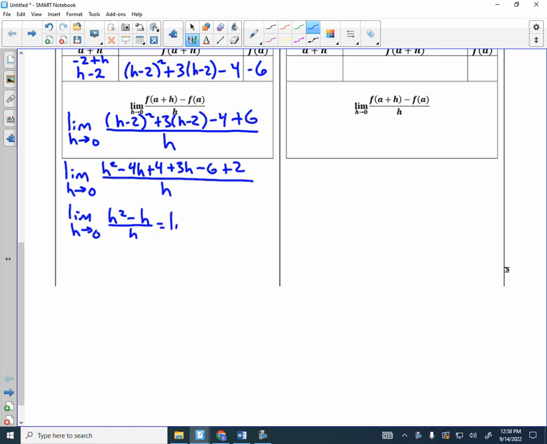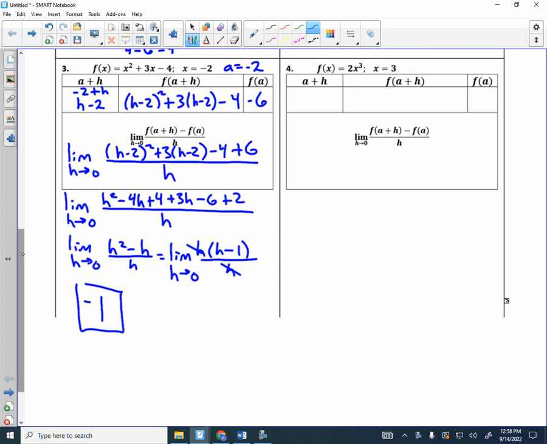Factor out an h, the limit as h goes to 0 of, what happens? Can I now plug in 0? What do you get when you plug in 0? Negative 1. Now, a couple things to see if we understand the full picture. What would I have gotten if I plugged in 0 right at the beginning? 0 over 0. Yeah, that's what you've got in the beginning.